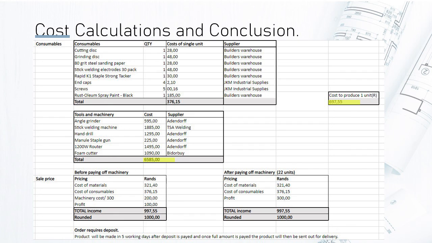However, we need to also add our machinery cost to this amount. We decided to sell this stool at R1,000, with the profit being R100 for the first 22 units sold. However, after this, our profit will become R300 because our machinery costs will have been paid off. At this price, we are producing and selling the stool for less than the listed price.